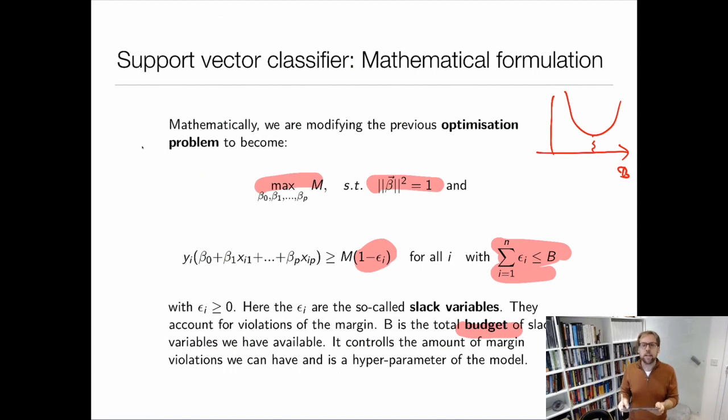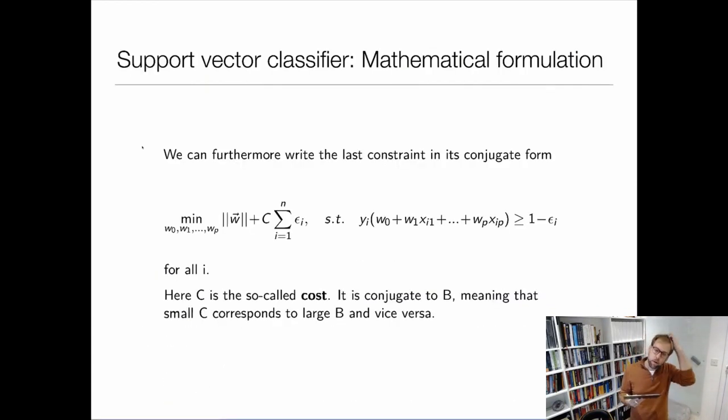Now, it's actually interesting to note that I could rewrite this problem in a different way by formulating it in its dual form or the conjugate form. So I can also write it in this form, which looks a little bit simpler than the other one. Here C is the conjugate to b, so small b corresponds to big C, and big B corresponds to small c. Exactly as we had before when we talked about regularization, where we had lambda and the conjugate to lambda, which was C. Here we have b and C, they're both conjugates.